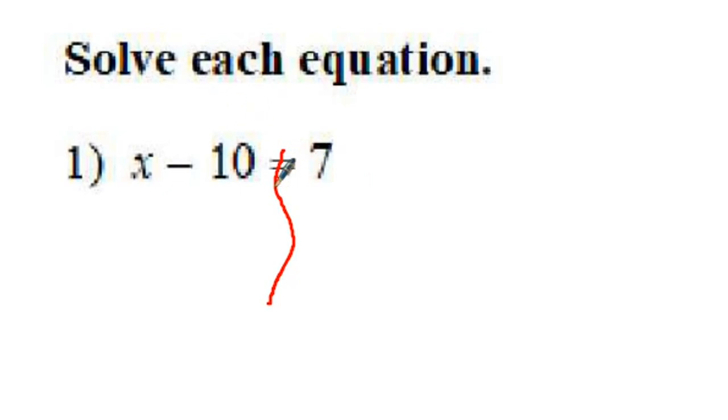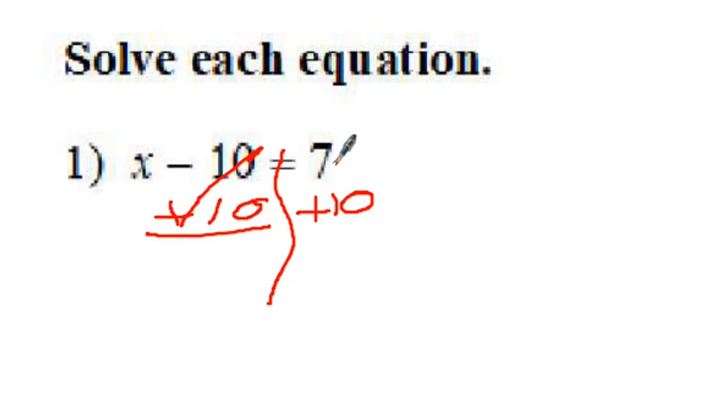What I want you to do is draw your line down the equal sign. This is going to separate our left side from our right side. And now we want to do the opposite of what we see. When we read this, we see x minus 10. Well, what's the opposite of subtracting 10? That's right, we want to add 10. And if I add 10 to the left, then I also want to add 10 to the right. And that eliminates my 10s on the left.